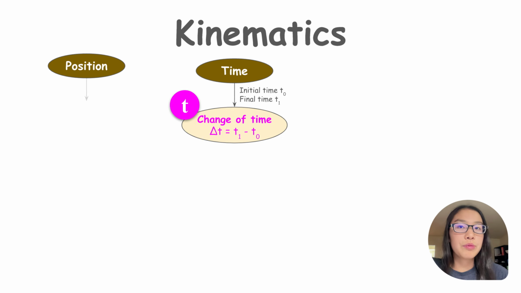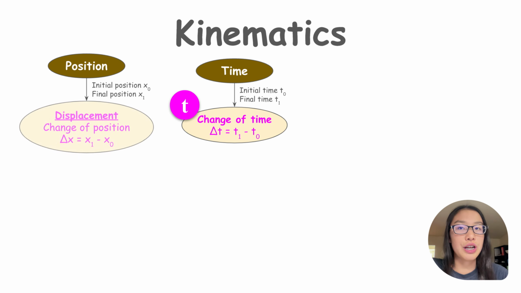Similarly, from position, we can figure out the change of position by looking at where something starts and where it ends. The change of position, often written as delta x, is a difference between the final position, x1, and the initial position, x0. Just like the change of time, change of position is also a physical quantity, but it is so frequently used that we have a special name for it, displacement. We also give it another variable, s.